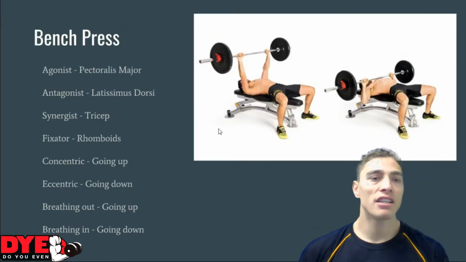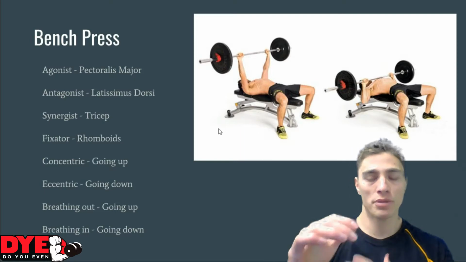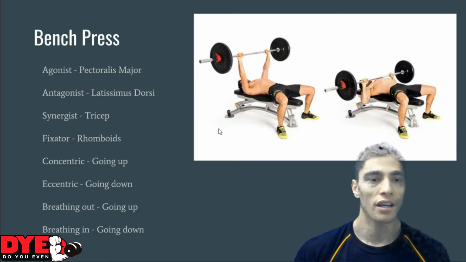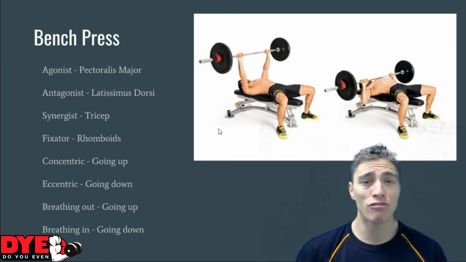Bench press. So, pectoralis major is our agonist. Okay, it works our pecs. Antagonist, opposite, is our latissimus dorsi. Synergist, tricep, we talked about that earlier. And fixator is our rhomboids. Okay, so that is in the middle of our back.